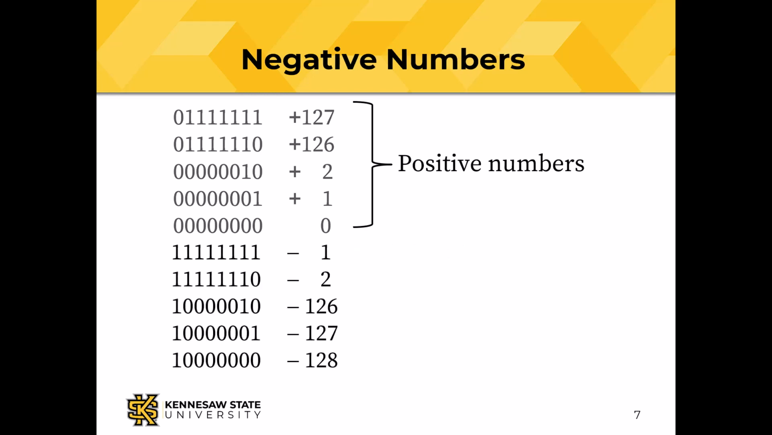1 less than that is a minus 2. A 1, 5 zeros, and a 1, 0 is minus 126. A 1, 6 zeros and a 1 is minus 127. A 1 and 7 zeros, that is a minus 128 with nothing added back, represents a minus 128.